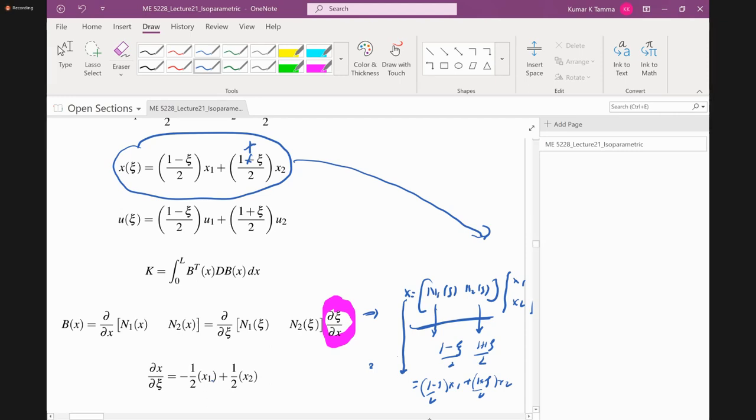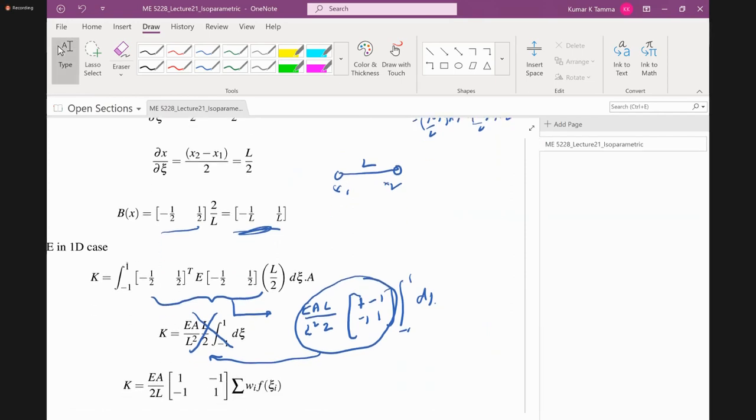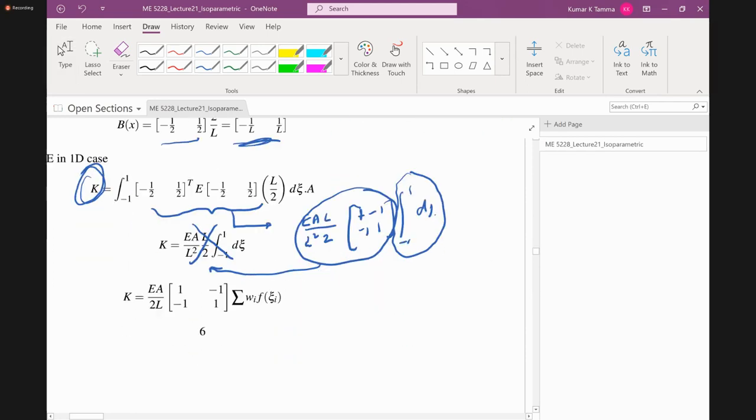You understand? But anyway, do you understand how to come from here to here? Now, what is the integral from minus 1 to 1? This is Gauss theorem. The answer is WI/FI.